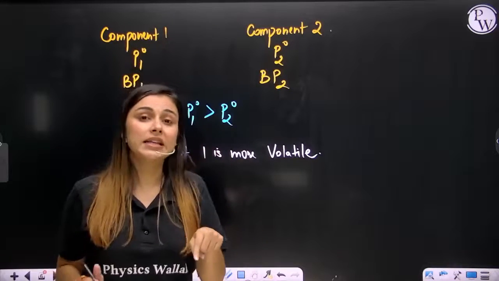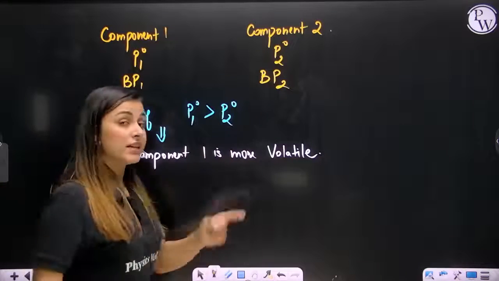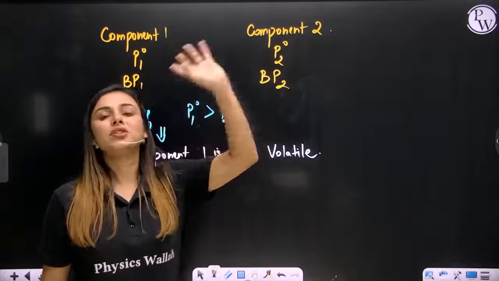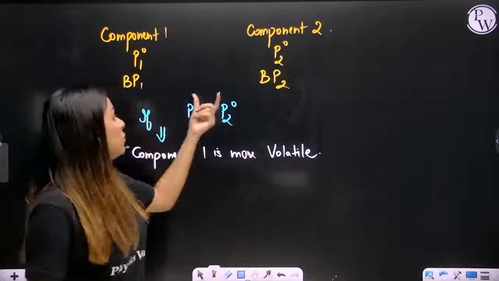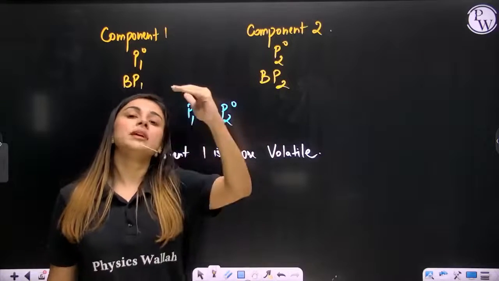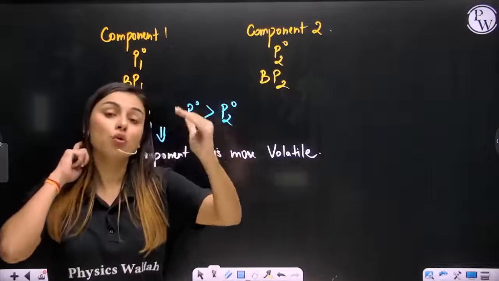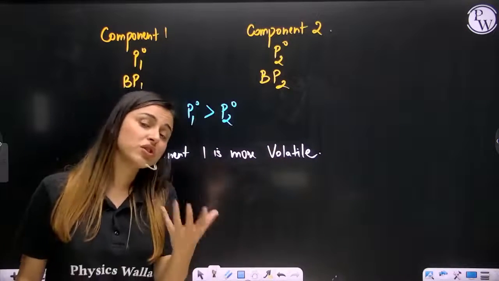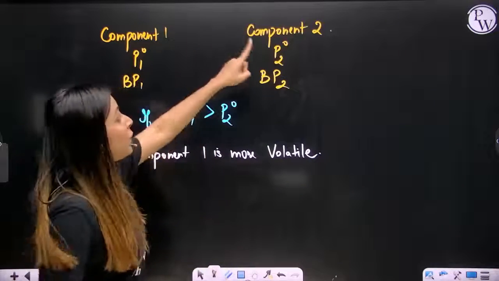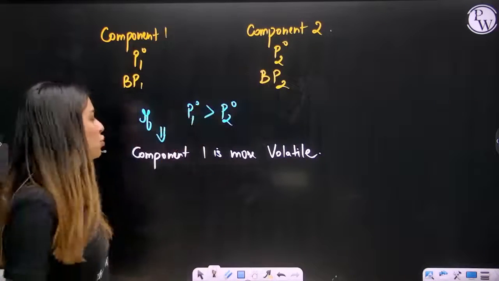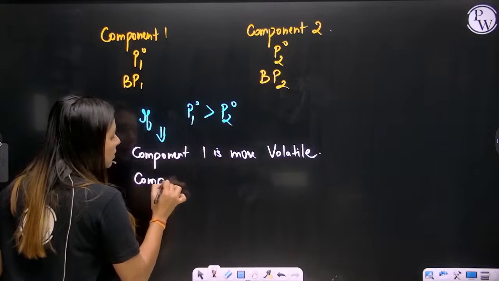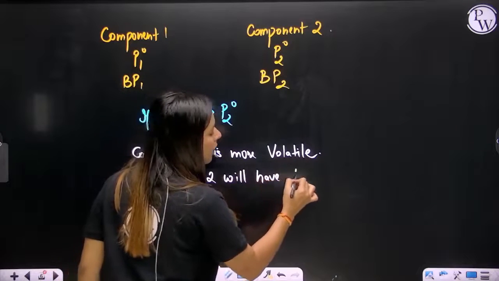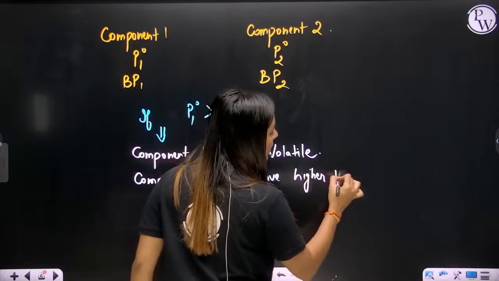Yes. So I can say that if component 1 is more volatile, it has more vapor pressure, then at a lower temperature its vapor pressure will be equal to the atmospheric pressure, whereas component 2 will need more temperature to form more vapor so that it could be equal to the atmospheric pressure. Right? So which of the following will have a higher boiling point? Component 2 will have a higher boiling point.